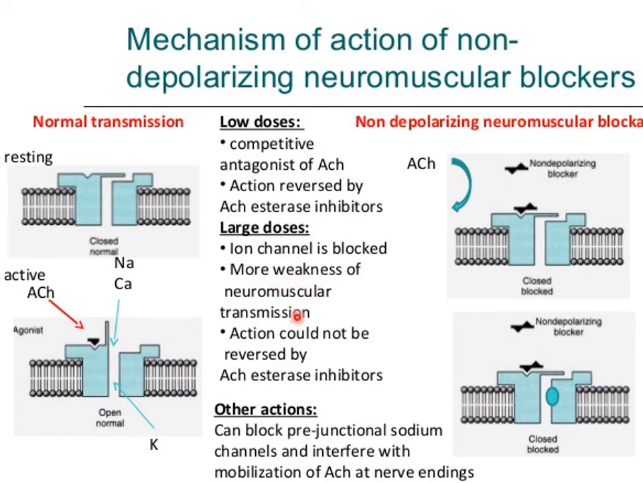So there will be more weakness of neuromuscular transmission, and the action could not be reversed by an acetylcholinesterase inhibitor. At this stage, we use neostigmine to reverse this action. Other actions: they can block pre-junctional sodium channels and interfere with mobilization of acetylcholine at the nerve endings. These are the three mechanisms by which these non-depolarizing competitive neuromuscular blockers act.